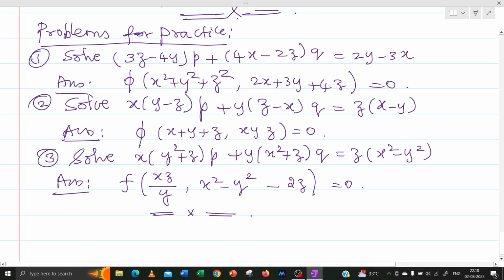In the next class, we will solve a few more problems in the method of multipliers and then the substitution method. Thank you.